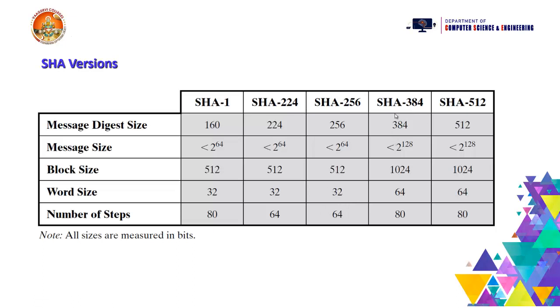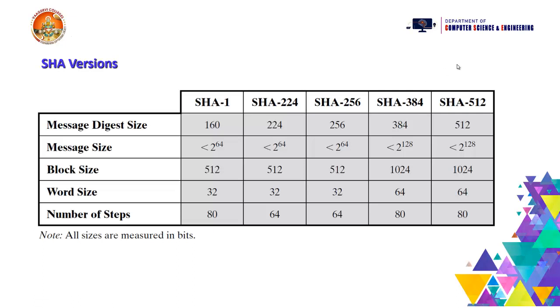Coming to secure hash algorithm 384. It will produce message digest as 384 bits and accepts message size up to 2 to the power of 128 bit. It will divide the message into 1024-bit blocks and word size is 64 bit. Number of steps performed in a single round is 80.